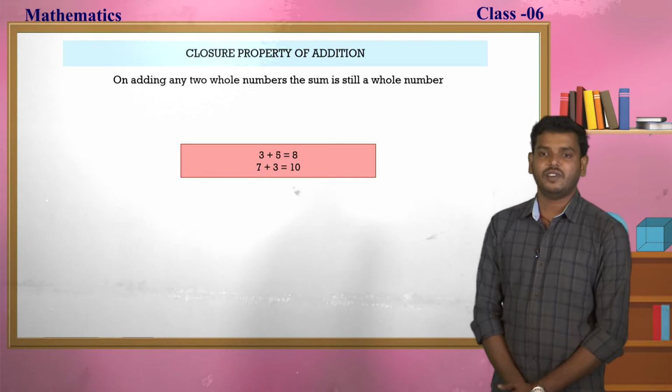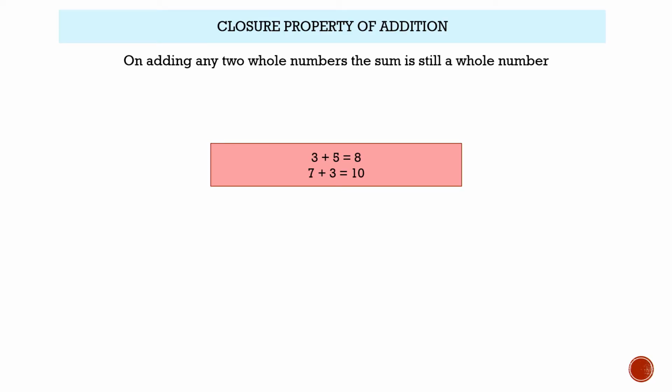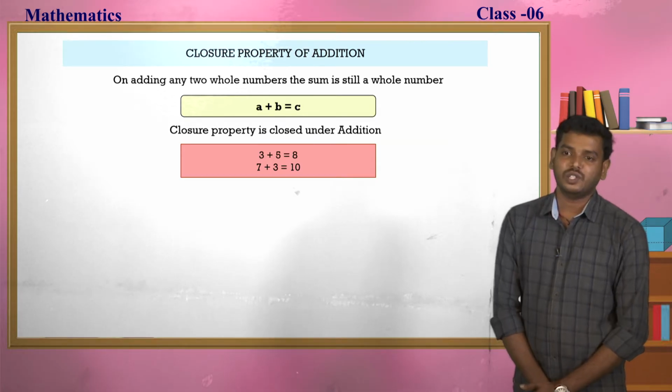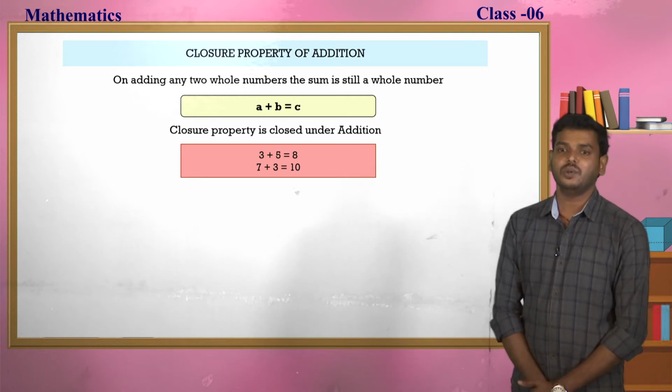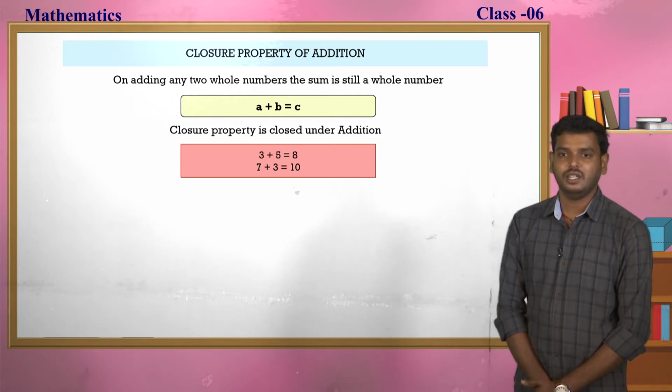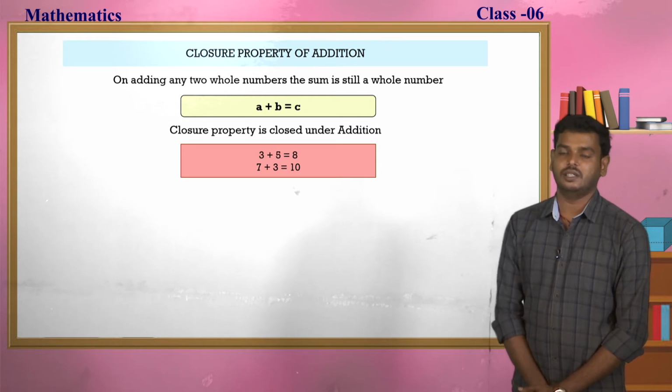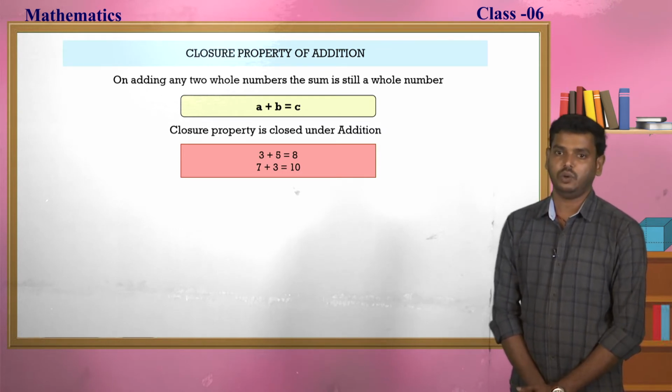Yes, that specifies that here 3 and 5 are whole numbers, the sum 8 is also a whole number. 7 plus 3 is equal to 10, here 7 and 3 are also whole numbers, 10 is also a whole number. Is it correct? Hence, we can conclude that whole numbers are closed under addition. And we can also say that A plus B is equal to C. Closure property on addition, that is A plus B is equal to C. Here A and B are whole numbers and the sum C is also a whole number.